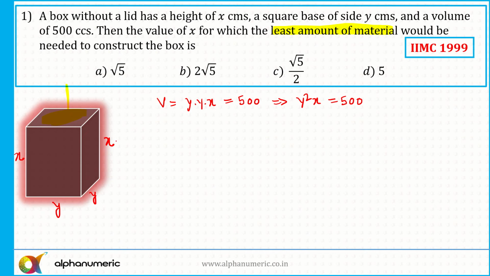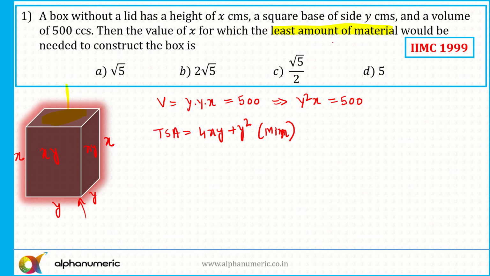So what is the total surface area? For the bottom, it is nothing but y square, and this face is nothing but x into y. So there are 4 faces. So the area of these 4 faces is 4xy, and the one bottom square face, the bottom area is not x square but y square. So 4xy plus y square. And our target is to minimize this. This is what I need to find out. Minimum.